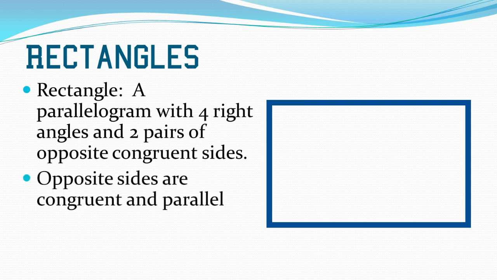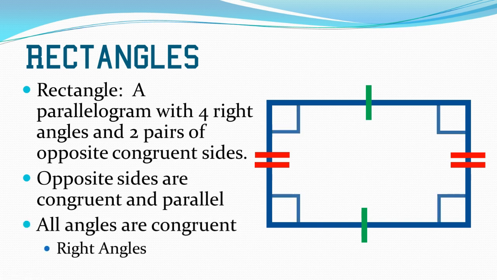Opposite sides are congruent and parallel, so we're able to mark them like so. If I know one of these sides, I know its opposite's measure as well. All angles are going to be right regardless. Since we're finding the area, the angles aren't quite as important. However, all right angles help us identify that the shape is in fact a rectangle.